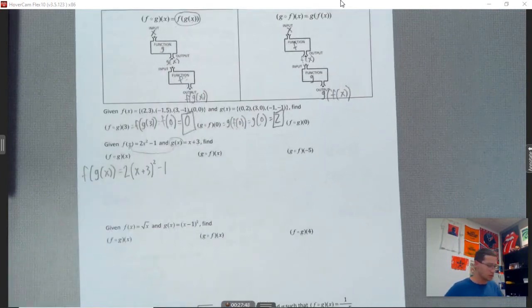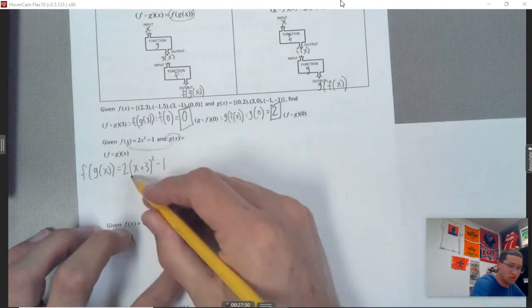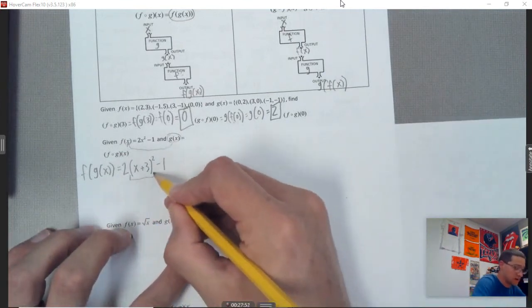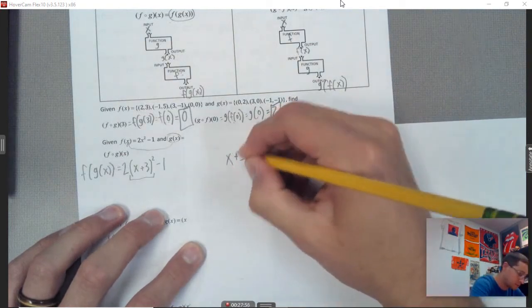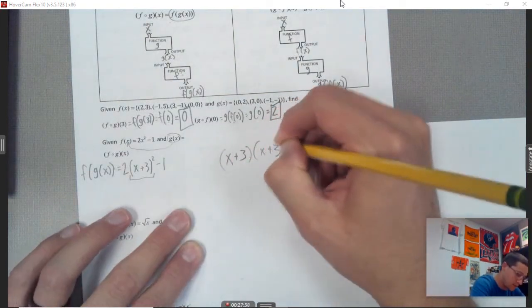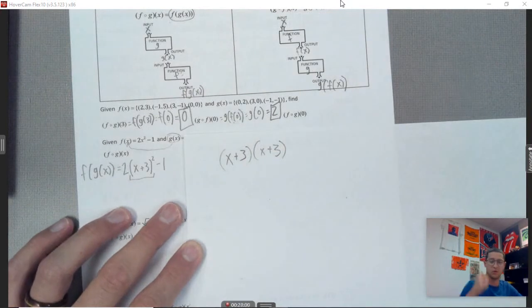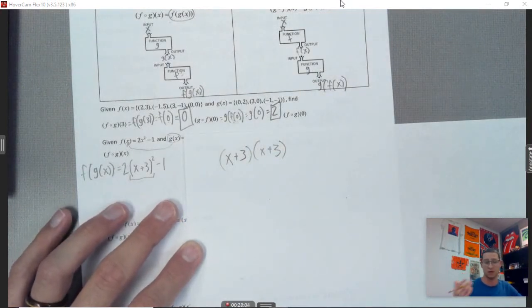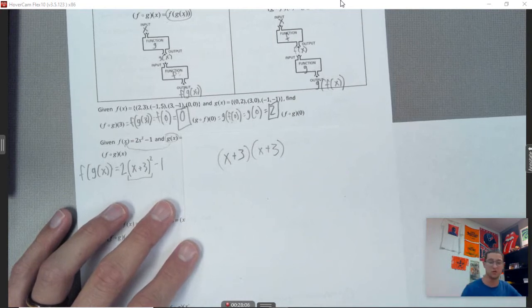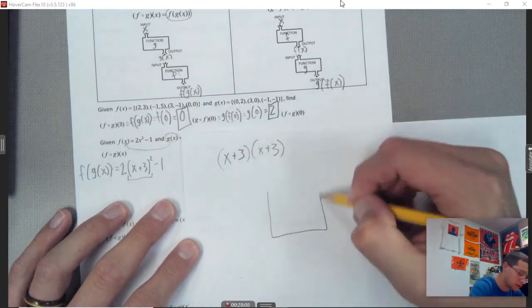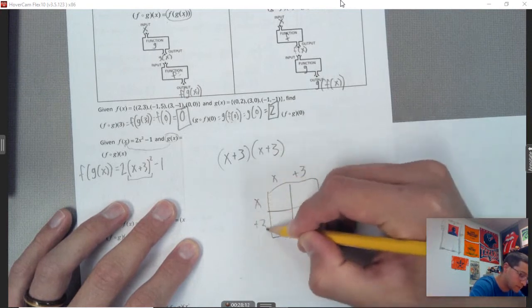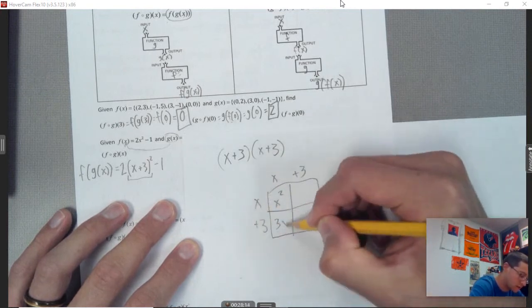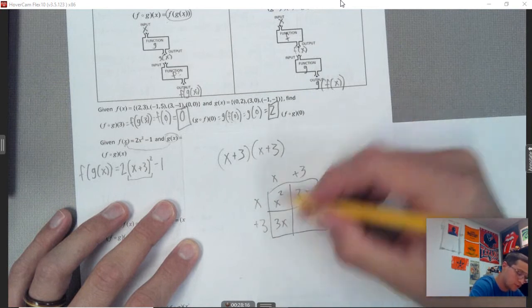Okay, so some side work here. We're just simplifying this part. Everything else kind of takes care of itself. So x plus 3 squared. Remember, that's x plus 3 times x plus 3. And remember how we simplify these? We've either got FOIL or the box method, or you can think about it as distributing a little bit. Personally, I like the box method, so I'm going to do the box method, x plus 3 by x plus 3. I've got x squared, 3x, 3x, and then 3 times 3 is 9.